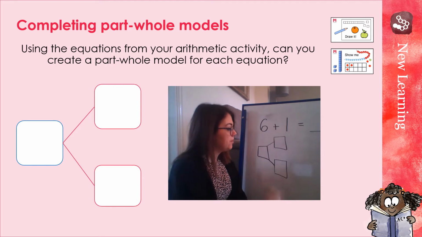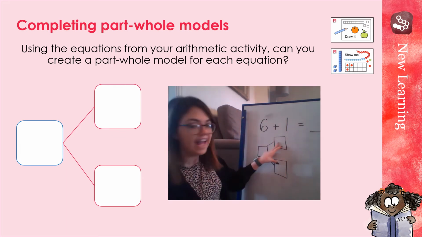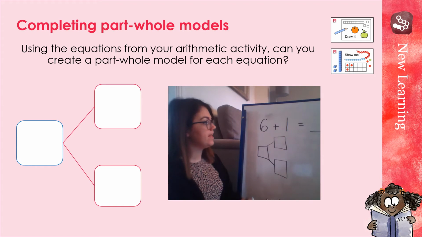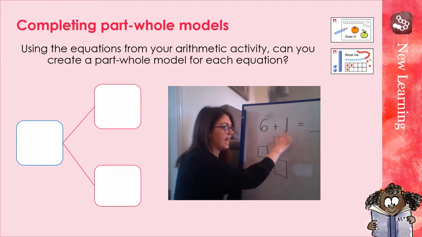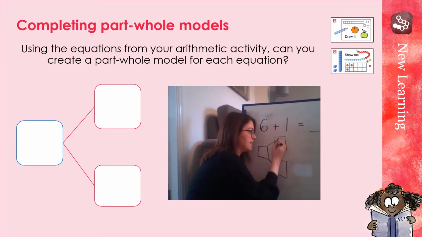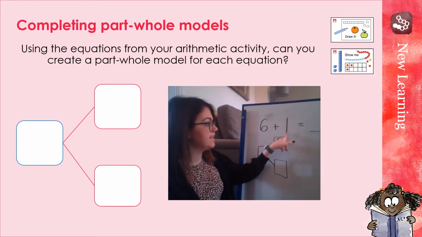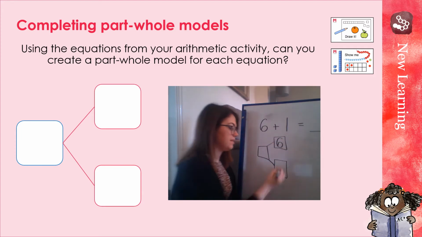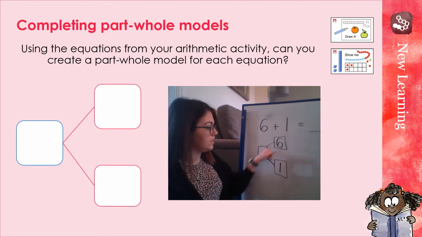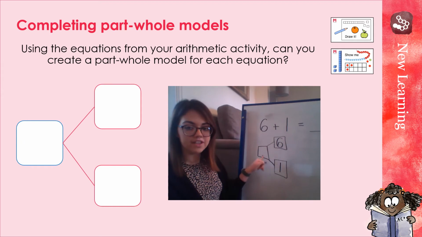We know that in our part-whole model, our parts add together to make our whole. If we know that our parts add together, then we can see here we've got 6 add 1. So my first part is going to be the number 6, and my second part is going to be the number 1. My whole is what these two numbers add together to make.